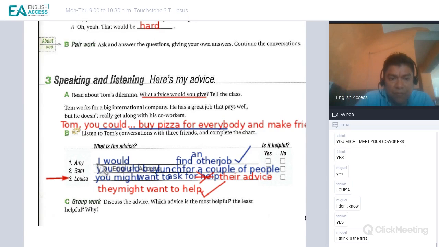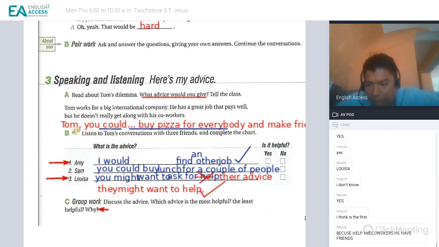The first one, find another job. Okay, for you, this is the best one. Okay, Miguel. Now we have to say why. Miguel, Fabi, why is that the best advice? Fabiola, because help his coworkers. Okay, because if he helped his coworkers, he will have more friends.